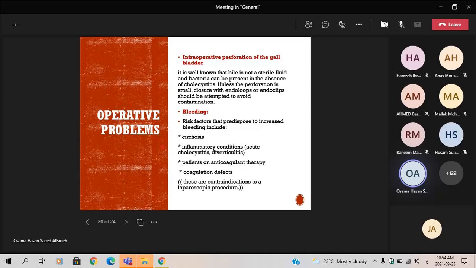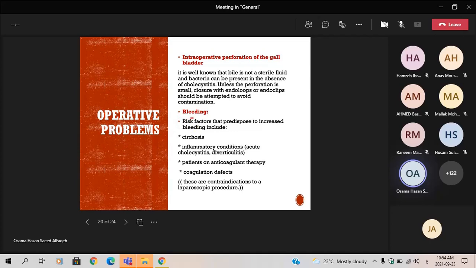احنا بنعرف انه البايل نوت ستيرايل، فبكون فيه بكتيريا حتى لو ما كانت فيه كوليسيستايتس، ما في اي اعراض مثلا الكوليسيستايتس. اي بيرفوريشن بيصير للجول بلادر لازم يتسكر في الاندولوب او الاندوكليبس. الاندوكليبس تيجي زي ملاقط طبيه بيكون على الاطراف زي الحدايد، فبتسكر فيها الجول بلادر. والاندولوب زي الخيطان الطبيه عشان تمنع اي كونتامينيشن وتمنع البيريتونايتس انها تصير.